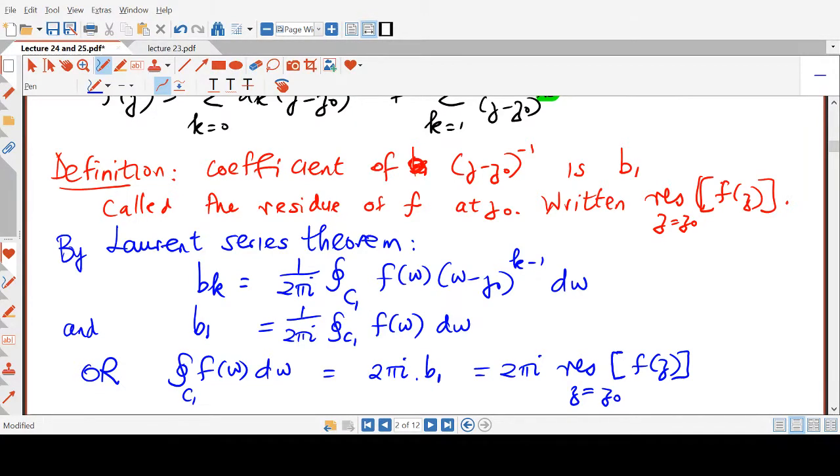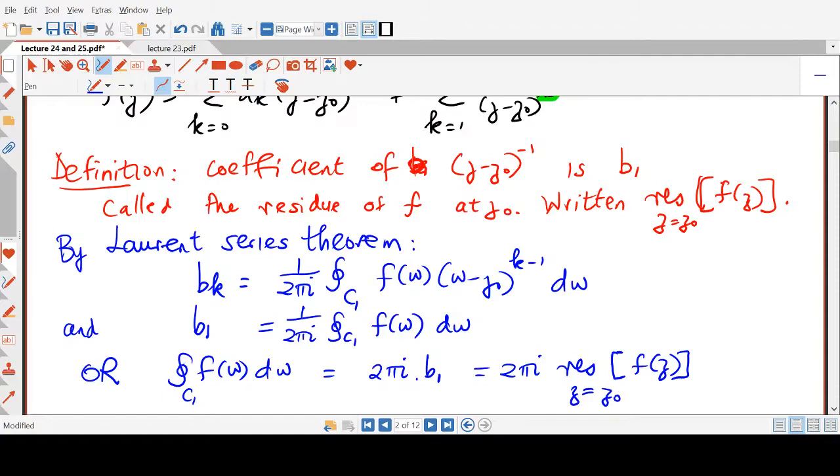This coefficient b1 has a spectacular appearance now in the game as killing this exponent. The k equals 1 term is 1 over w minus z naught. We're just left with the integral of f of w dw, or f of z dz. w is a w variable. So then, I can say the integral on a closed curve C1 of f of w dw is 2 pi i b1, or 2 pi i, the residue of f of z at z equals z naught.